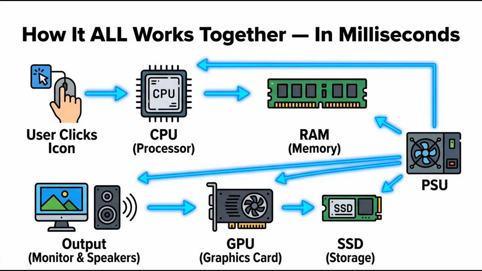Let's bring it all together. You click to open a video. The CPU processes the click. RAM loads the video player app instantly. The SSD retrieves the video file. The GPU decodes and renders each frame. The monitor displays it. The audio chip sends sound to your speakers. The PSU powers all of this, and the OS coordinates every step. This all happens in milliseconds, every single time.